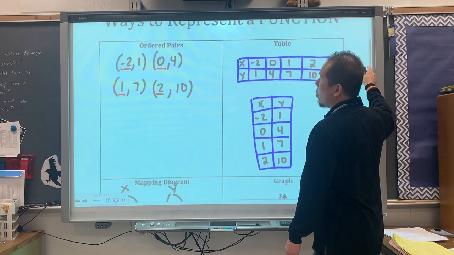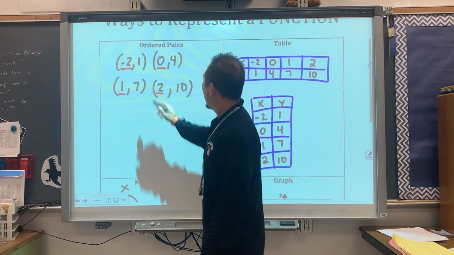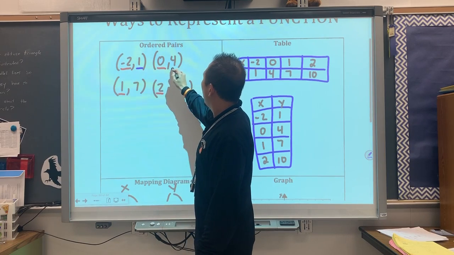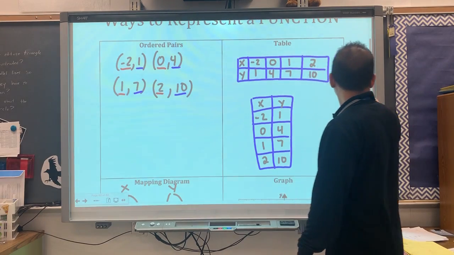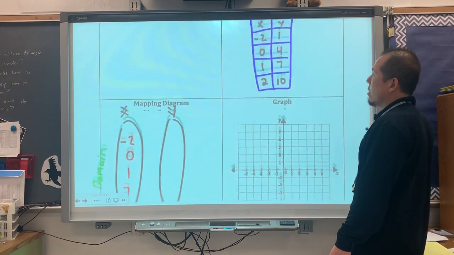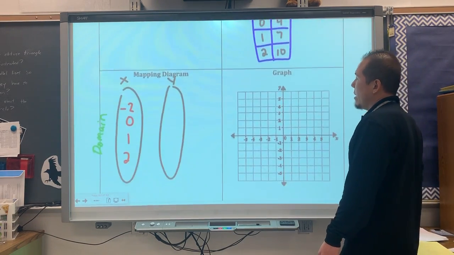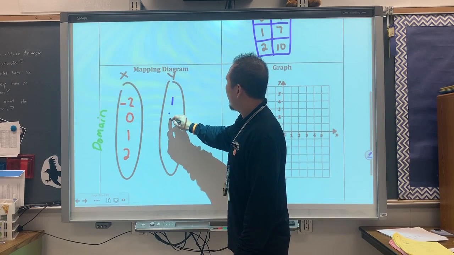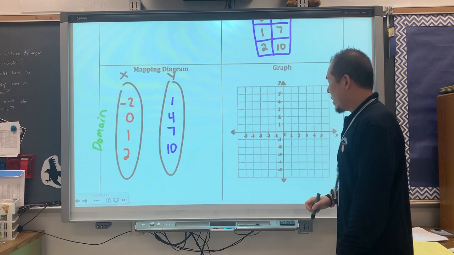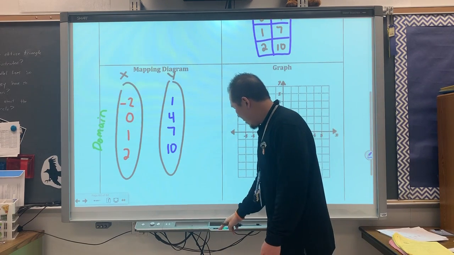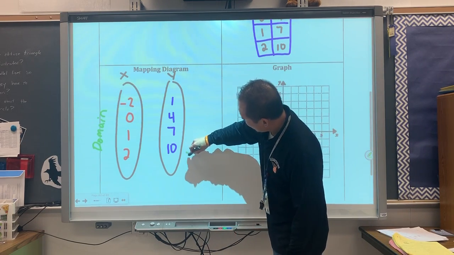And let's look at our y values. 1, 4, 7, and 10. And let's add those in here. Oh, sorry, 1, 4, 7, 10. And remember, our y values are considered our range.